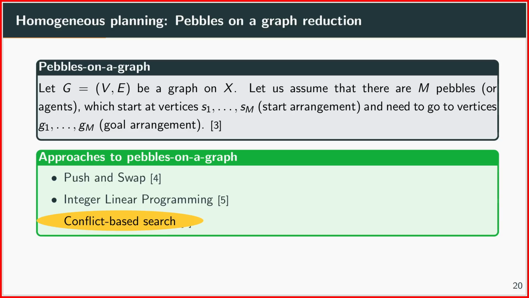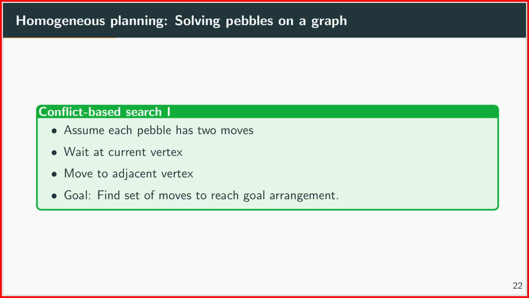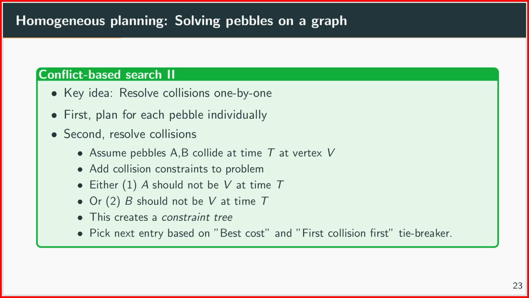Then let me just show you how you can actually solve this pebbles on a graph problem using conflict-based search. Okay, so first some assumptions. We assume that each pebble has two moves: it can either wait at the current vertex or move to an adjacent vertex. The goal is to find a set of moves to reach a certain goal arrangement, and of course you want to do that optimally.